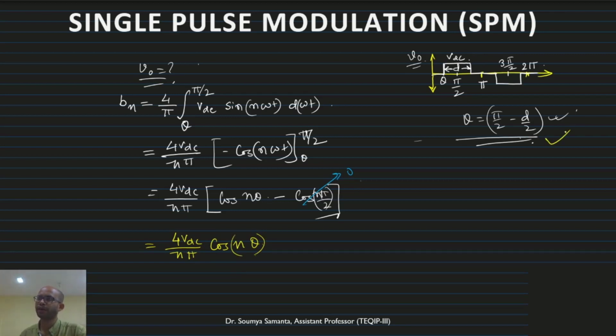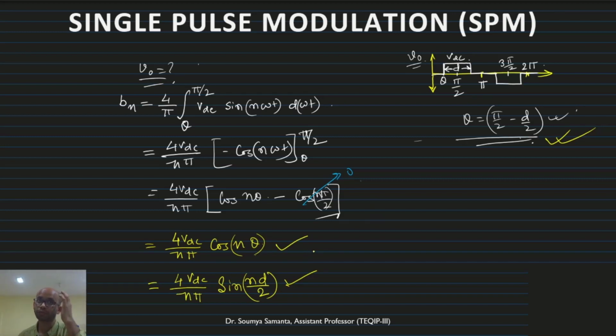Now if we replace this one, instead of theta, then what can we find out? 4 VDC by n pi cosine of pi by minus this one. So this will be sine of n into d by 2. That is what we can find out, in terms of d instead of theta.